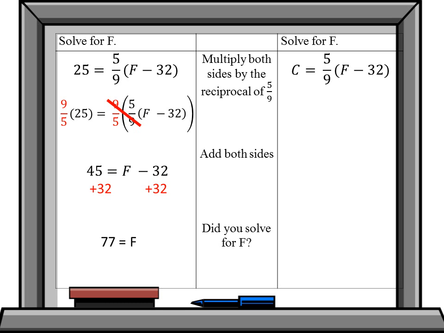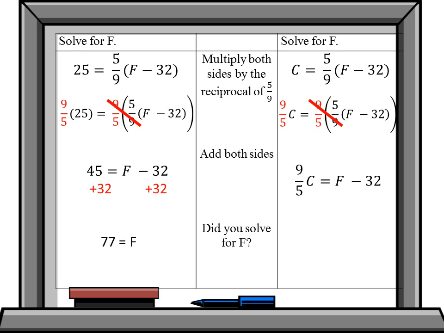What did you get F to be? Well, let's walk through the same steps again. We're going to multiply by the reciprocal, which will cancel out 5 over 9. But when we combine, 9 over 5 cannot simplify when we multiply by c, so it's just left as 9 over 5c equals F minus 32.